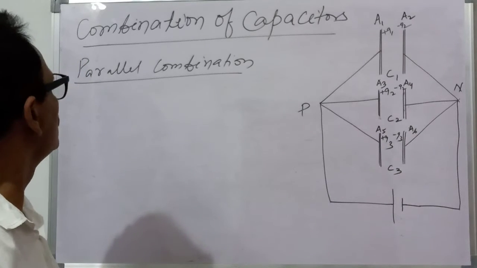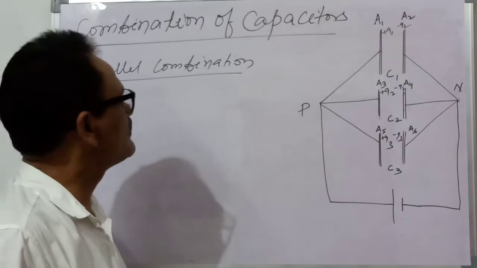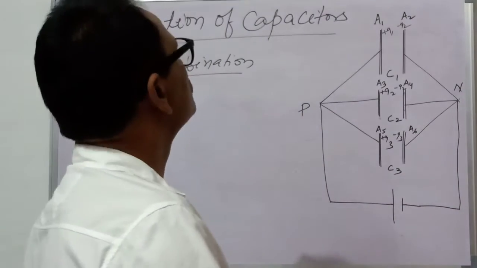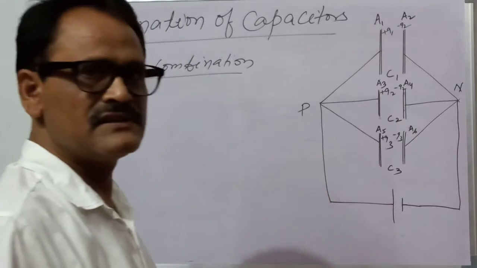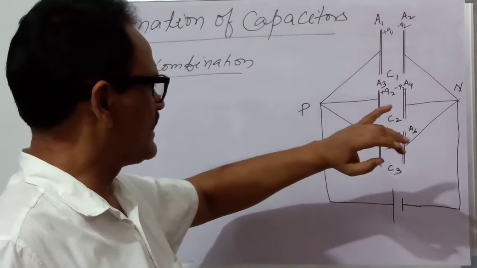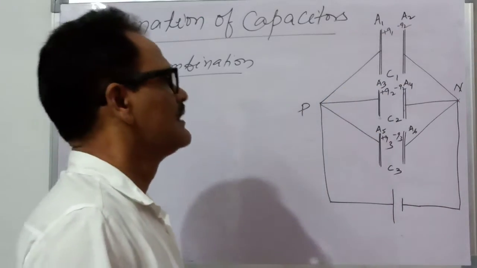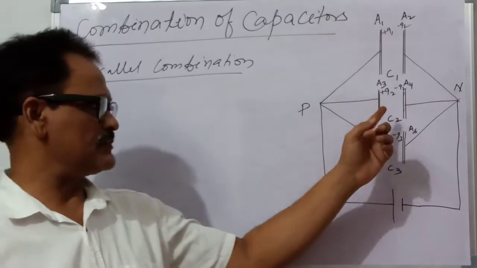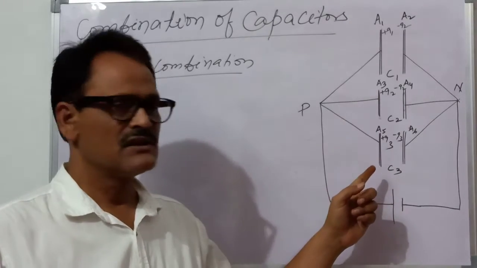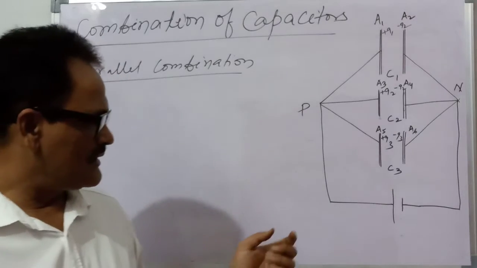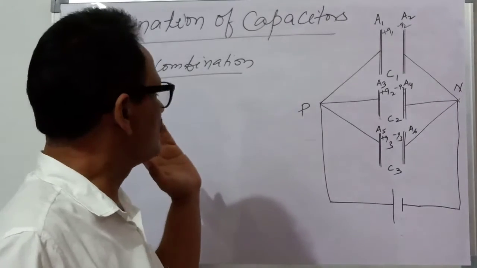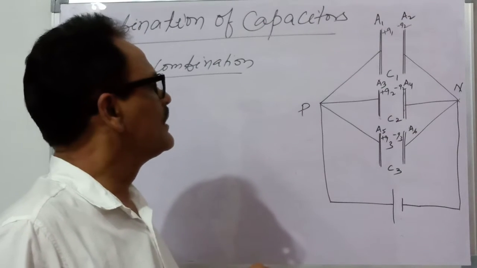Now I am going to discuss the parallel combination of capacitors. For this, I have taken three capacitors. This is the first capacitor and its capacitance is C1, this is the second capacitor, its capacitance is C2, and this is the third capacitor, its capacitance is C3.